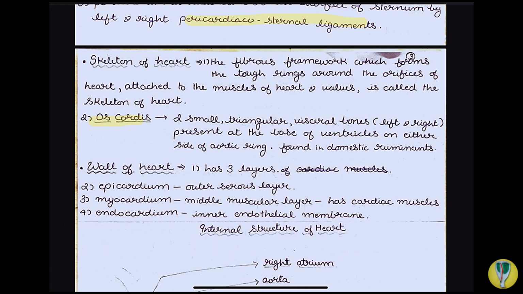So what is os cordis? They are two small triangular visceral bones. So they are examples of visceral bones present at the base of the ventricles on either side of the aortic ring, found in domestic ruminants like cattle and buffalo.